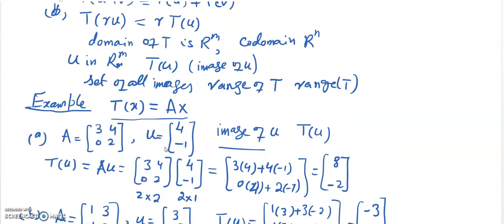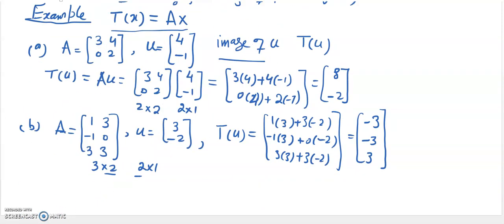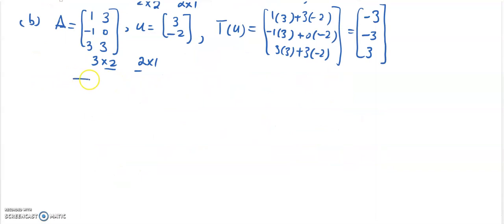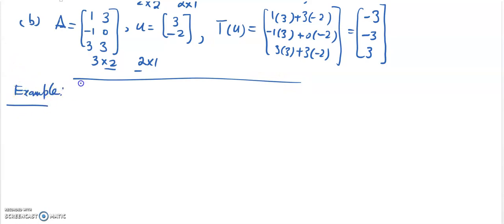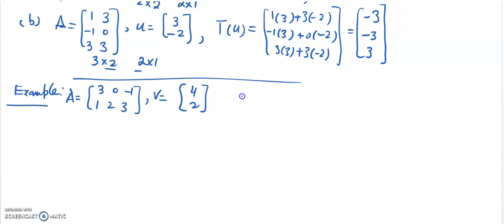Okay, our next question is, if we have A as [3 0 -1; 1 2 3] and v as [4; 2], we have to determine if v is in the range of T(x) = Ax.